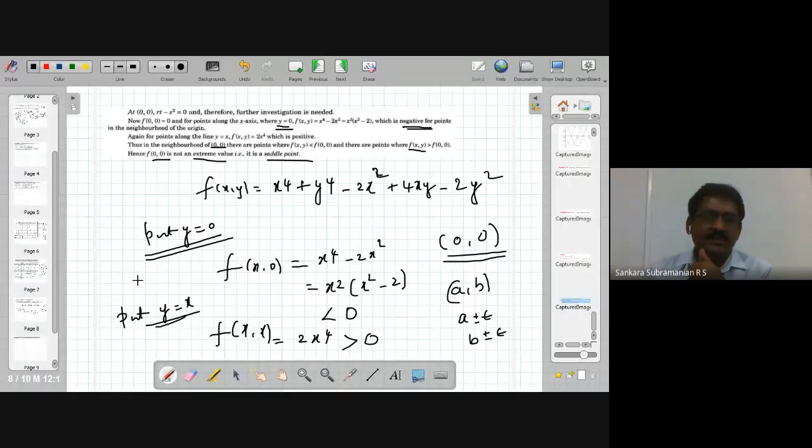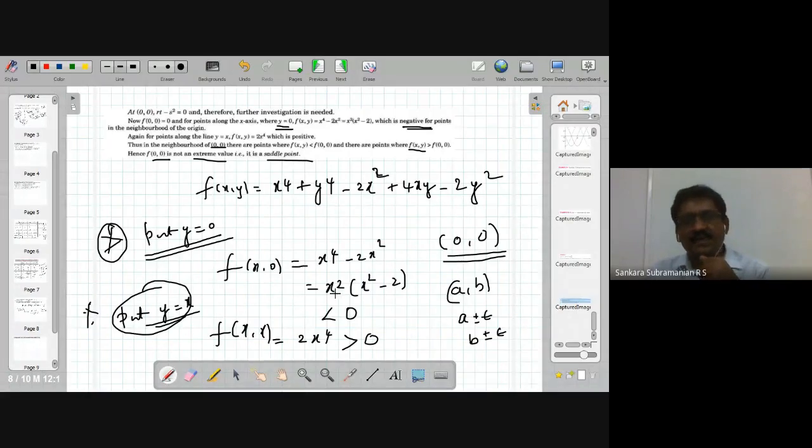So this is a very good example. Put y equal to 0 and examine the value, and put y equal to x and examine that particular nature. Then if it is less than 0 and greater than 0, you can say that it is neither maxima nor minima, and therefore you can claim that it is a saddle point. In other words, writing 'further investigation is needed' and finishing is also okay. If we think we need to go to the next step, that is also well and good.